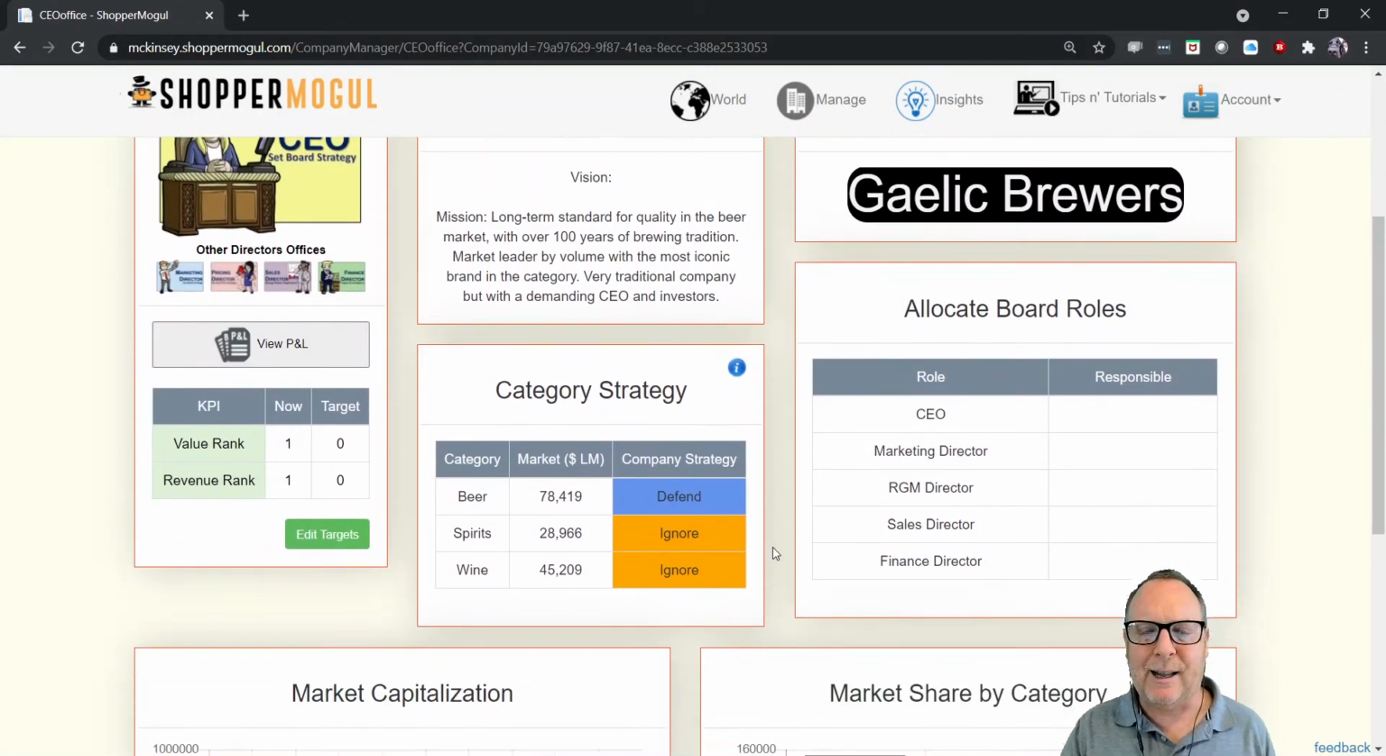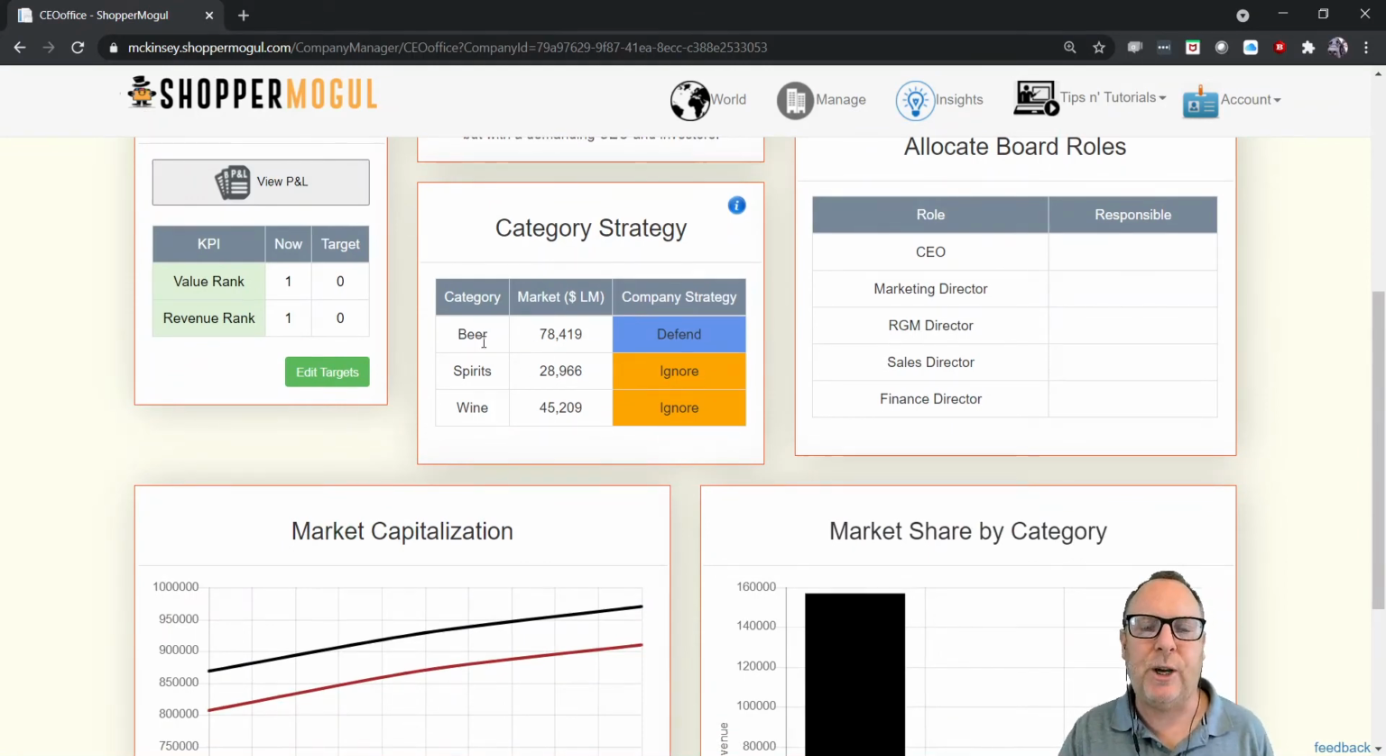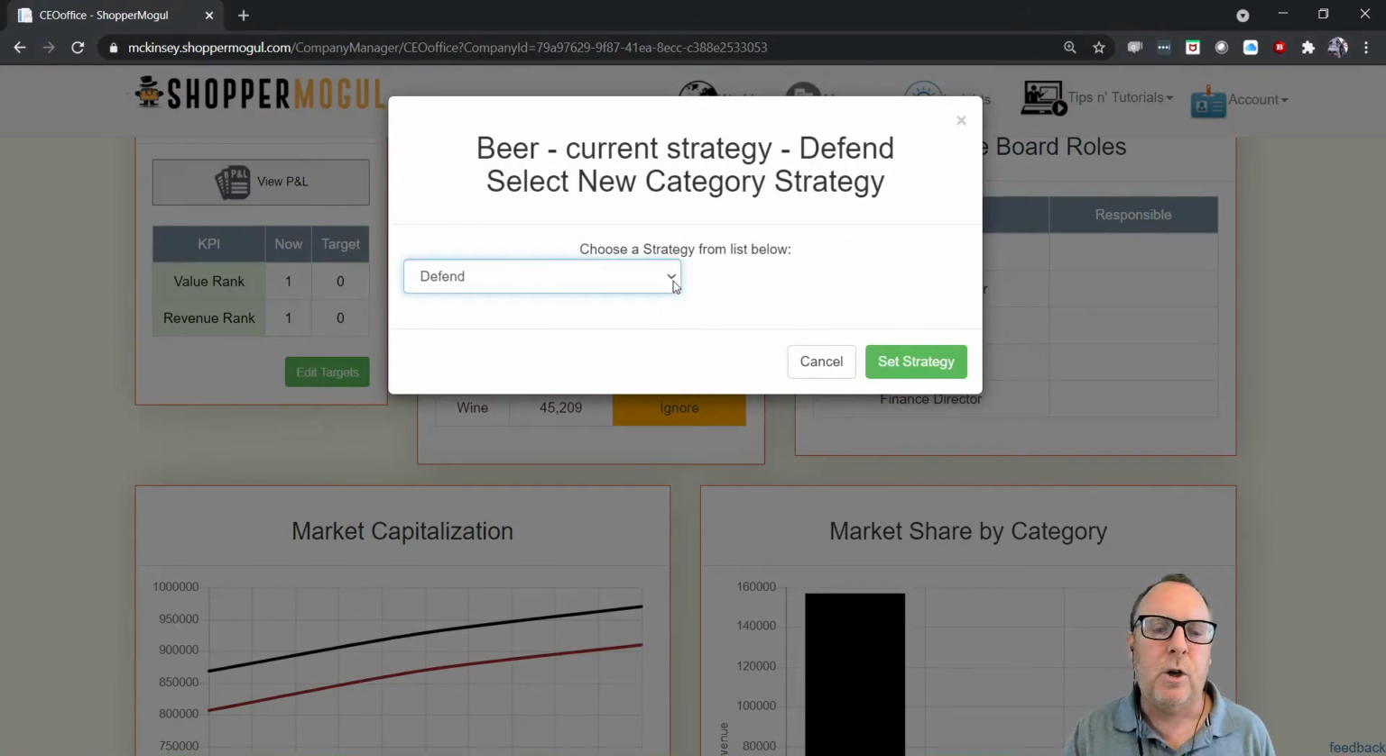But most mechanically important, you need to set your category strategy. So for each of the categories, you can choose whether you want to grow, defend, milk, ignore, or exit the strategy. Now, at the start of the game, it's automatically set for you to defend any category where you already have a brand and ignore all of the others. So long as that's the case, your marketing director is unable to launch any new brands. Your marketing team can only create new products in categories that you've said that you want to grow in.